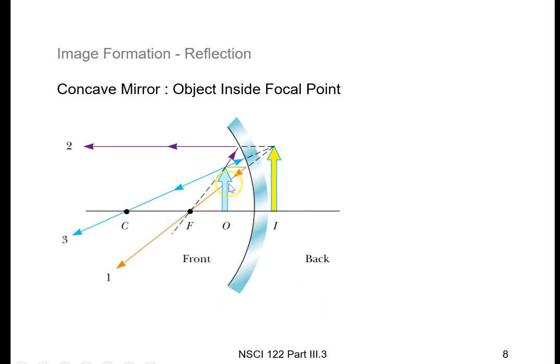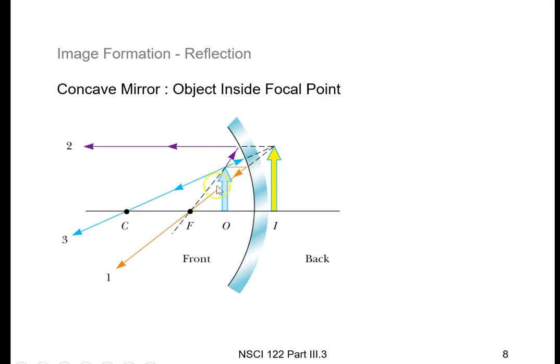Okay, now let's actually move the object inside the focal point. So you can see in this diagram I now have the blue object arrow to the right of the focal point, in between the focal point and the mirror. That's what we mean by inside the focal point. Okay, so if we did the same three rays that we did before, the orange, the purple, and the blue, they would look like this.